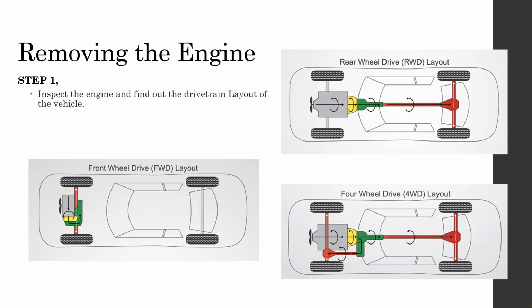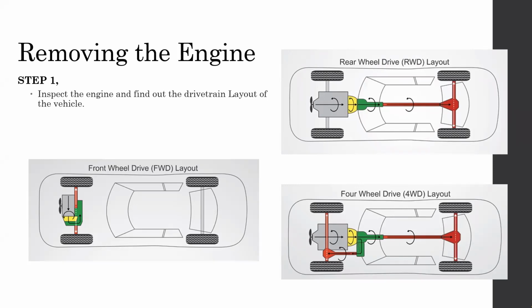Okay, so the first thing you need to understand, as I said before, is the drivetrain layout. By understanding the drivetrain layout, you can identify what the major components are and how they are arranged in the engine bay. Then, in order to remove the engine, you know what components you have to remove. For example, if you want to remove a front engine assembly, assume that you have to remove the engine as well as the gearbox, as a whole assembly.